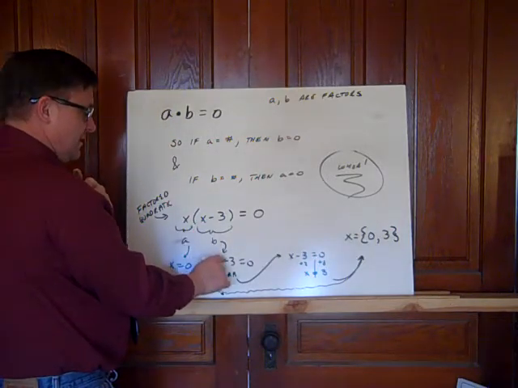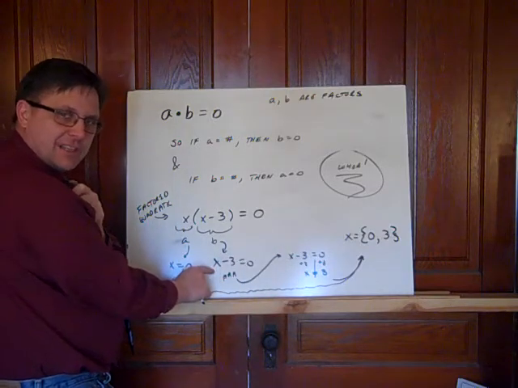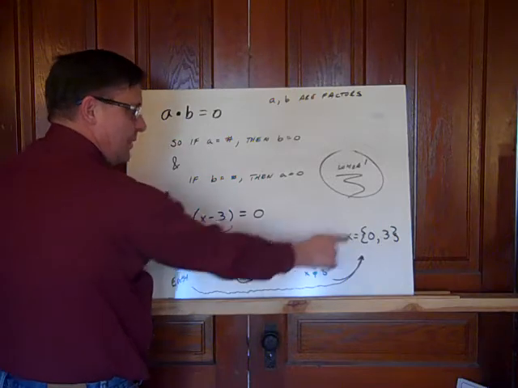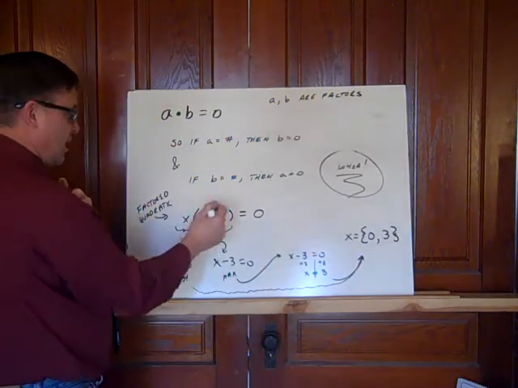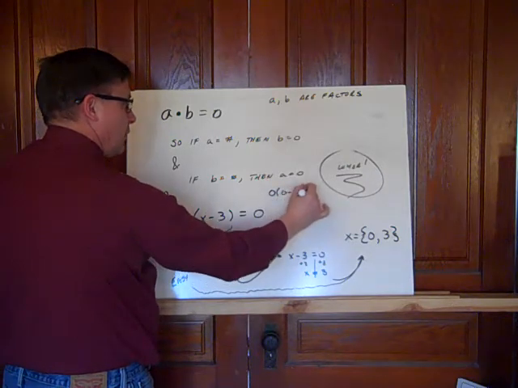X minus 3 has to be 0. That means we have to solve that. Maybe you can look at this and get the answer, but we want to be careful. It's not just the opposite. We solve, we get 3, and we can come over here and check them. 0 times 0 minus 3, if we try 0.